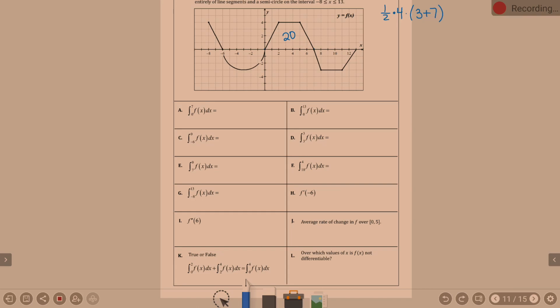I guess I could fill in my work here, couldn't I? I already put my work over there, but fill in your work wherever. Okay, that was easy enough, wasn't it? What about B?